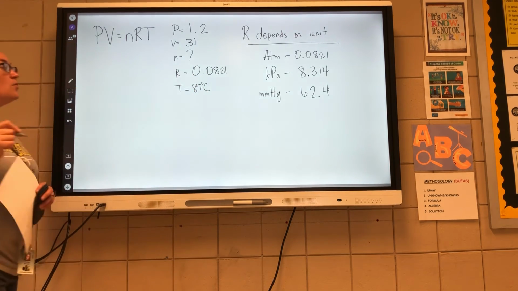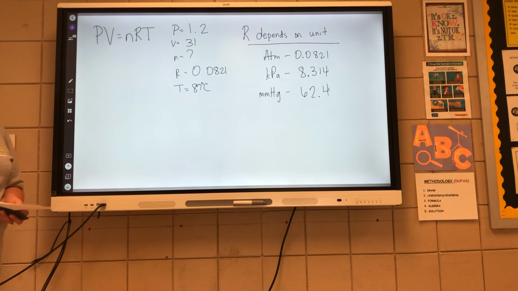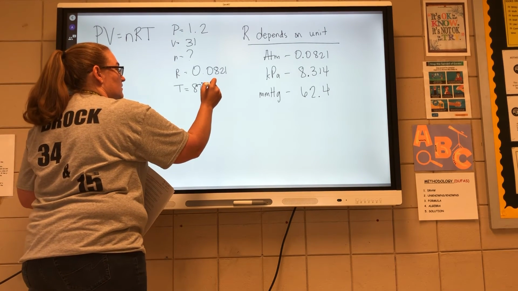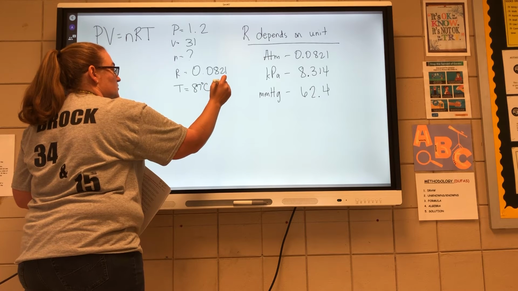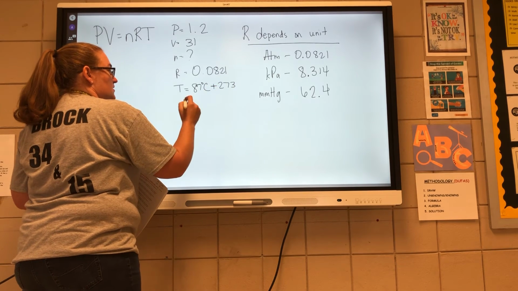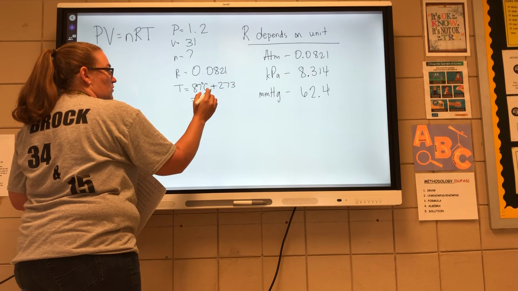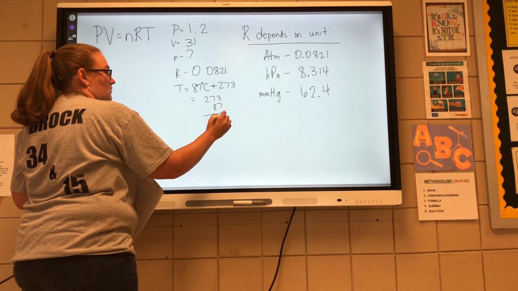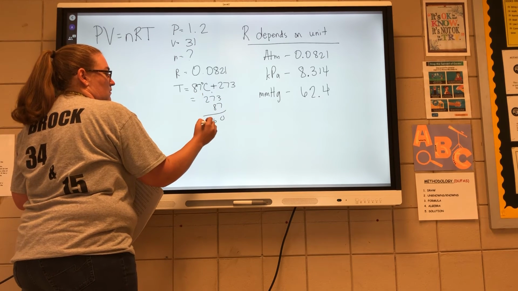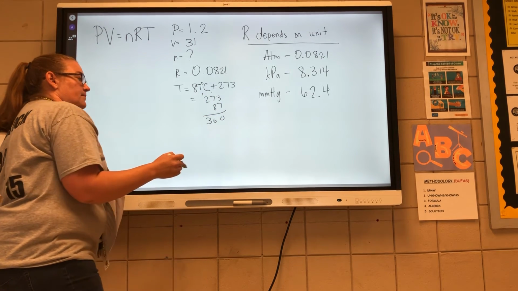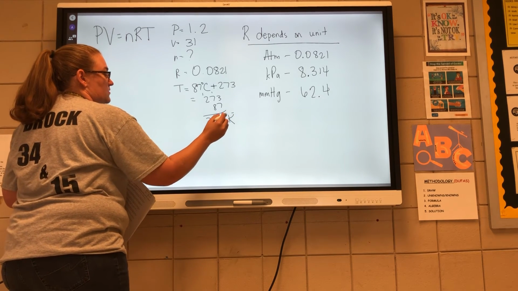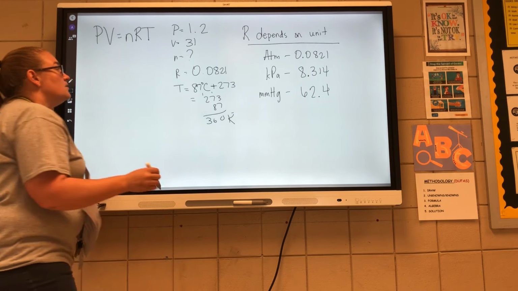So how do I find N? What's the first thing I need to do? Swap Celsius to Kelvin. I'm going to do that by adding 273, and that's going to make T equal 360. Y'all agree with me? Okay, so temperature is 360 Kelvin. So now I'm just going to plug in.